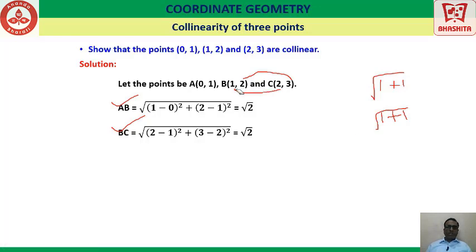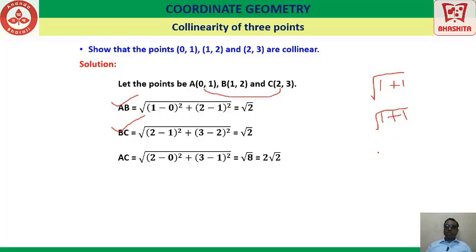Now, we shall find the distance between A and C. If it is A and C, you clearly have (2 minus 0) whole square, which is 4, plus (3 minus 1) whole square. 3 minus 1 is 2, 2 square is again 4. So, 4 plus 4 is root 8. Root 8 is nothing but, you can write root 8 as 4 into 2, so root 4 being 2, you get 2 root 2.